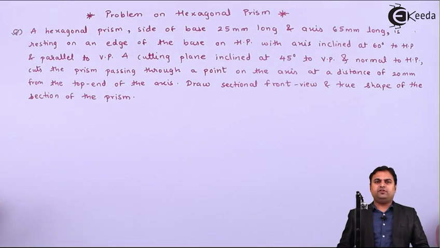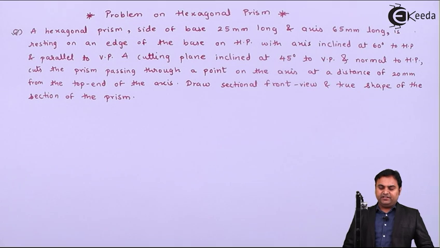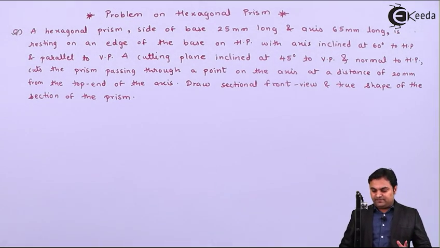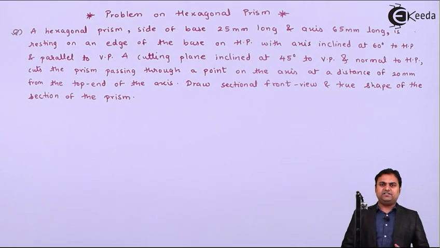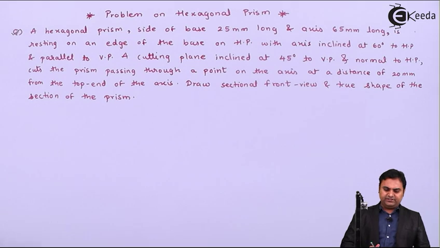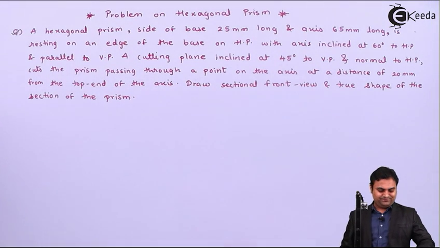So this is the question in front of us. First, by reading it we understood that the type of solid is a hexagonal prism. At the same time there are various conditions given in the question that I'll explain step by step. First, I'll draw the diagram of a hexagonal prism.